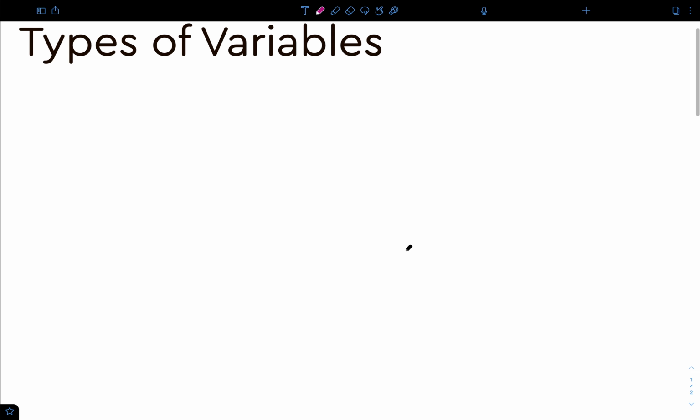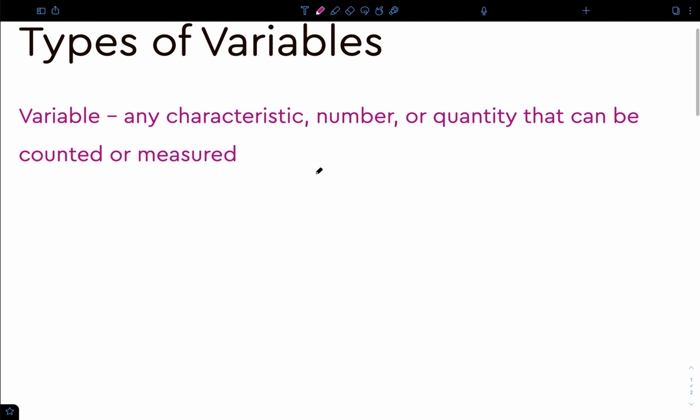Let's start our study of statistics looking at the different types of variables. And before we can start talking about classifying variables, we should define what a variable is. A variable is defined as any characteristic, number, or quantity that can be counted or measured. And as we classify these variables, these characteristics, these numbers, or these quantities, we're going to have two main categories.